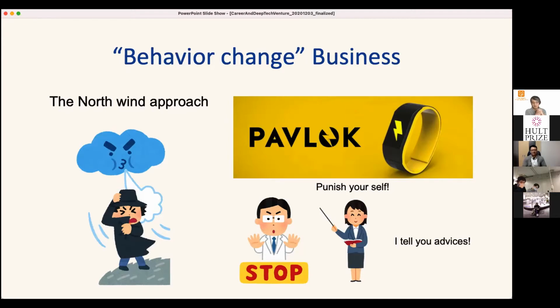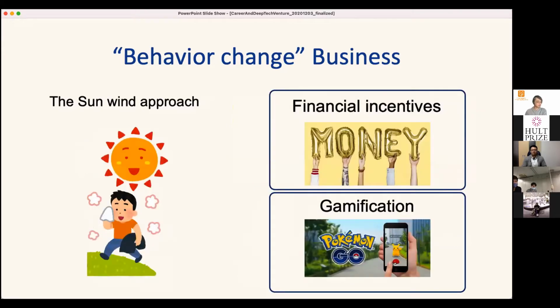This is very interesting, but it actually didn't work, because people won't push that painful button after eating the potato chips. People are not that disciplined. That's the real world. And the doctor's advice, teacher's advice, and your AI chatbot advice would be very similar to this. If you punish your user, probably they will stop using it. So this is the North Wind approach.